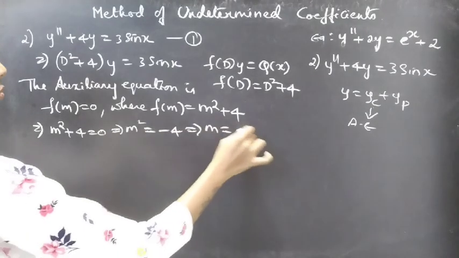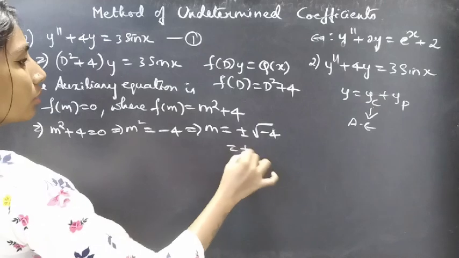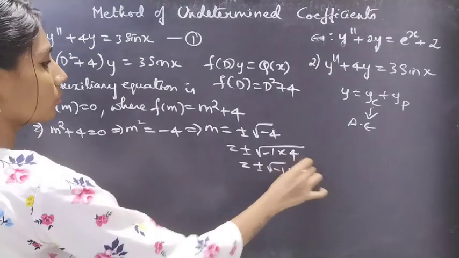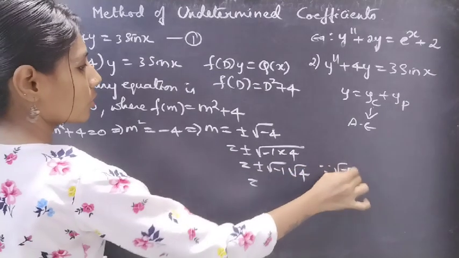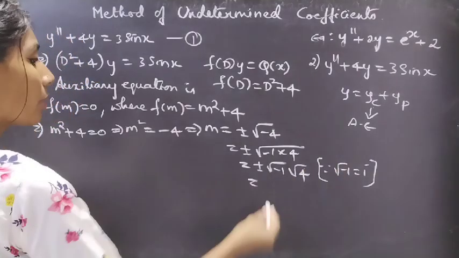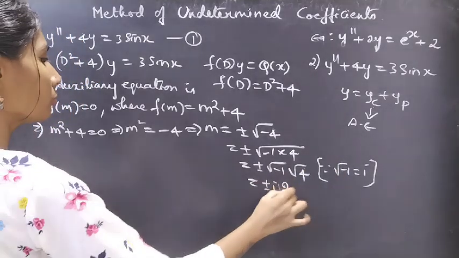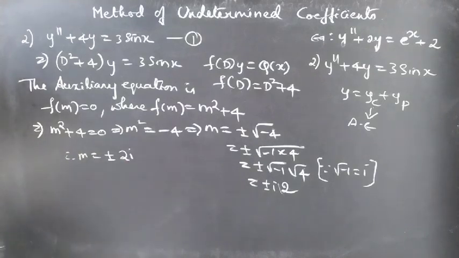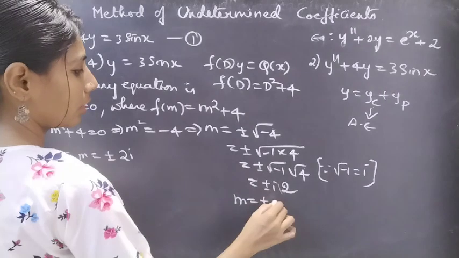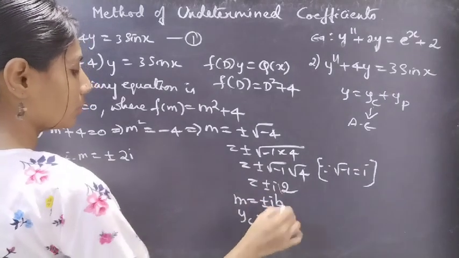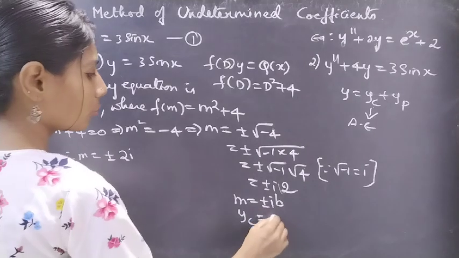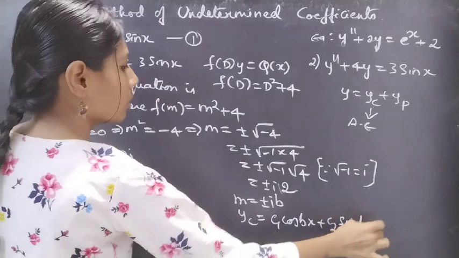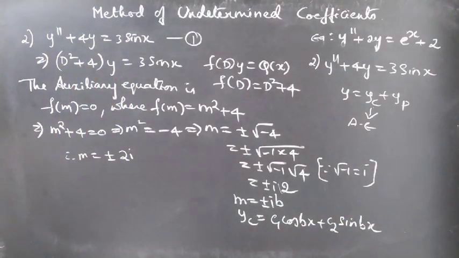Then m equal to plus or minus square root of minus 4. We can write it as square root of minus 1 into 4. You can just split the square root. Since we know that square root of minus 1 is i, just replace square root of minus 1 by i. You will get i into square root of 4, which is 2. Therefore, m equal to plus or minus 2i. We know that when m equal to plus or minus ib, then yc will be some constant into cos bx plus another constant into sin bx. Now using this formula, we'll find our complementary function.